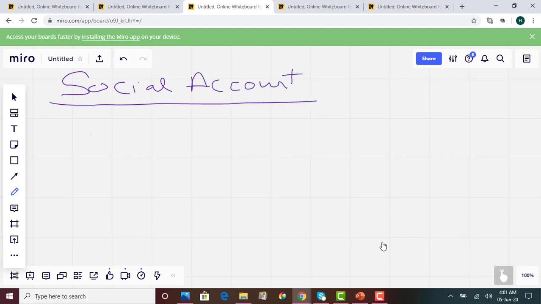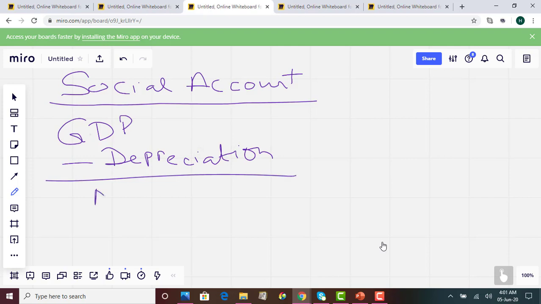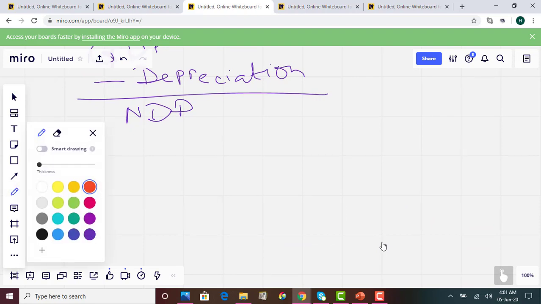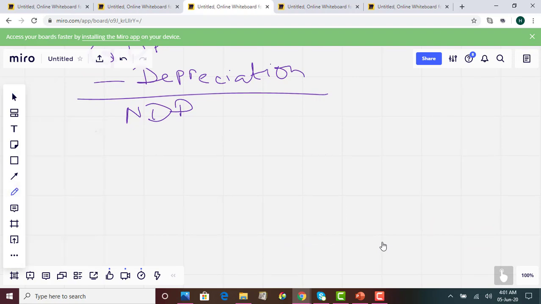If you remember from the slide, we start with the GDP. Then we take out depreciation, and we end up with NDP. From NDP we take out two other things: NFFI, and we also take out indirect business taxes.